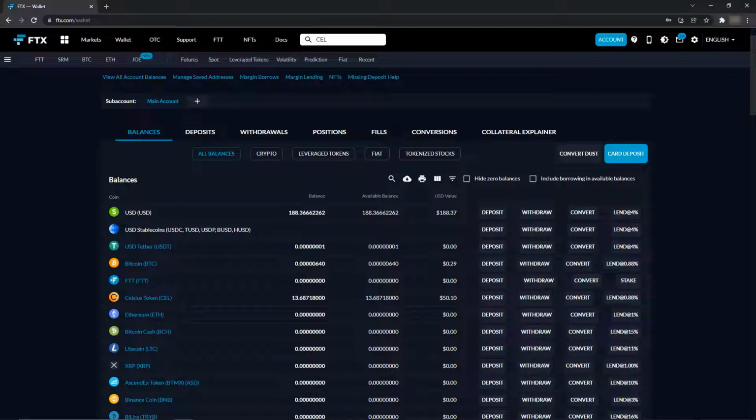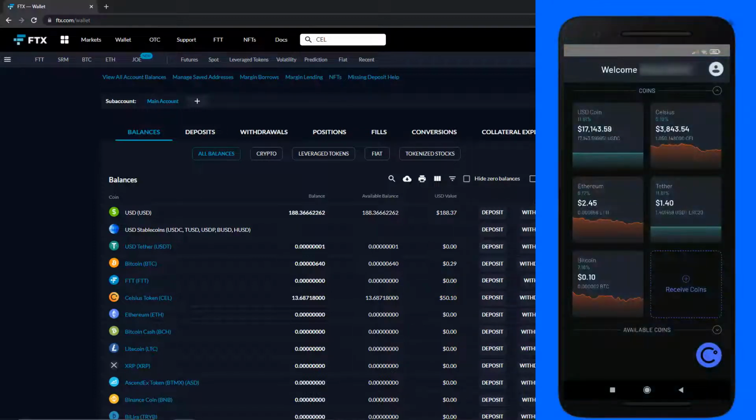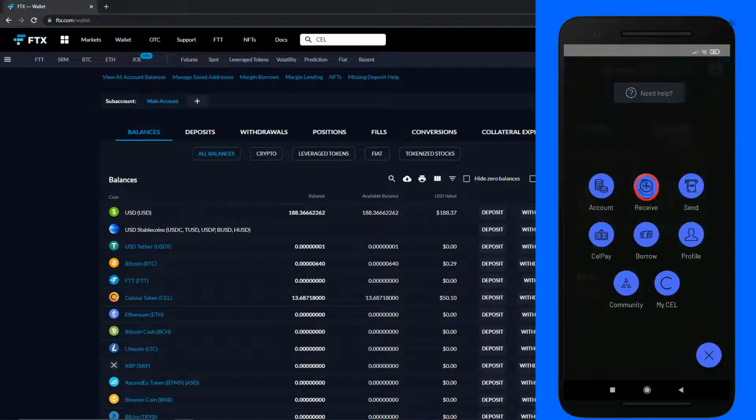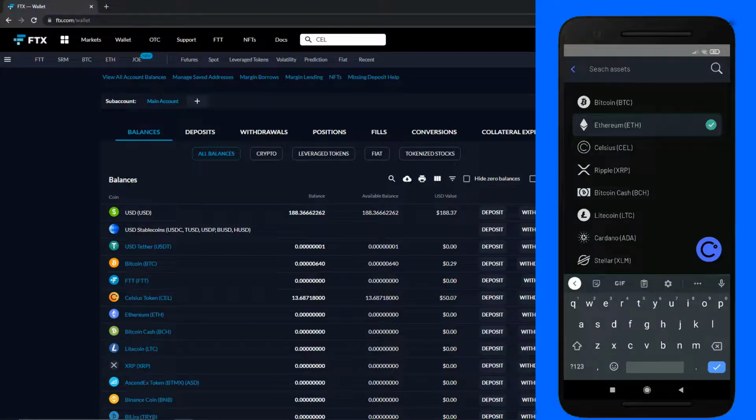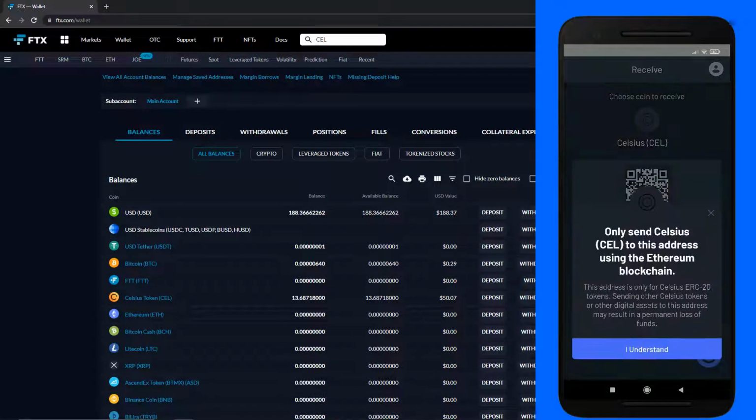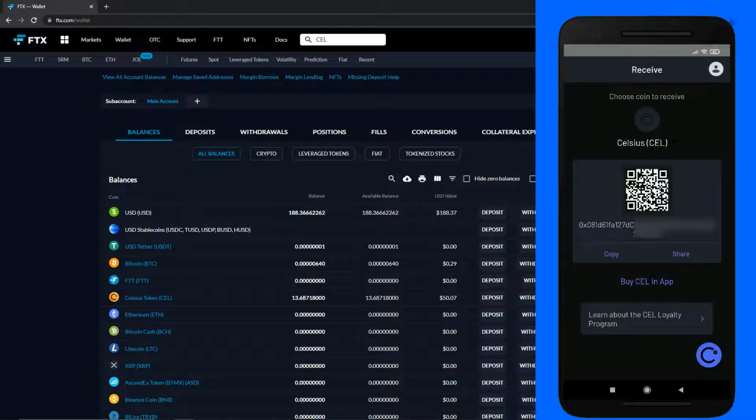Now we'll see how we can transfer these CEL tokens into our Celsius app. So I'm going to open up my Celsius wallet and click receive. From here we can select the coin that I'm trying to receive, which is CEL tokens. And as you can see, it's quite important to take note that you can send CEL tokens only using the Ethereum blockchain as ERC20 tokens. And if I click I understand, we'll be able to get the corresponding address for depositing the CEL token.